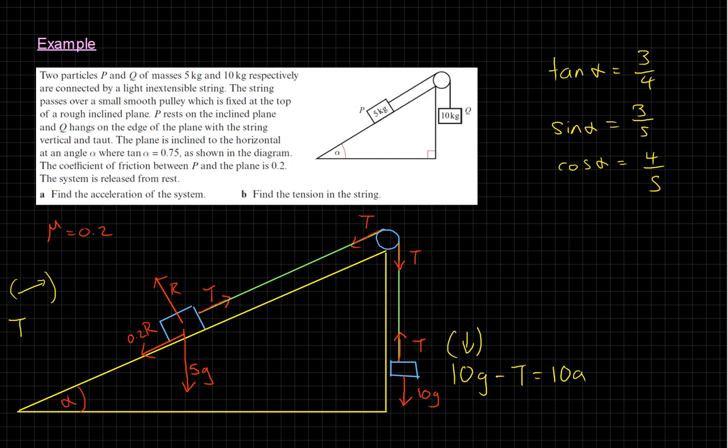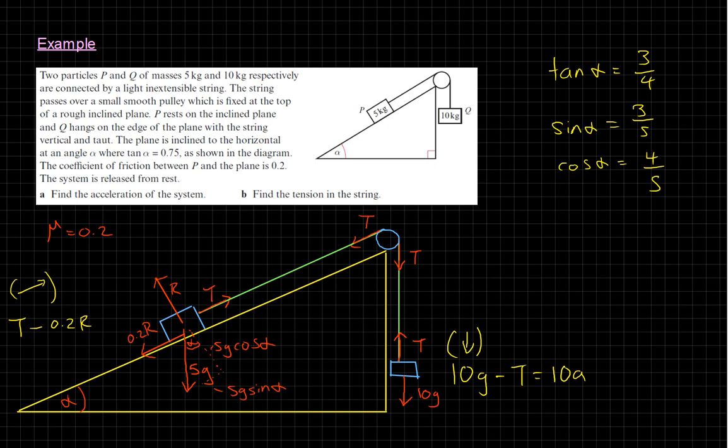We've got minus 0.2R going down. The R here we can ignore, it doesn't particularly matter, at least not at this stage. And what about the 5g? We need to split that up first, so let's do that now. If I split that up, that's alpha. We've got 5g cos alpha, this should all be very familiar, and this part here is 5g sine alpha.